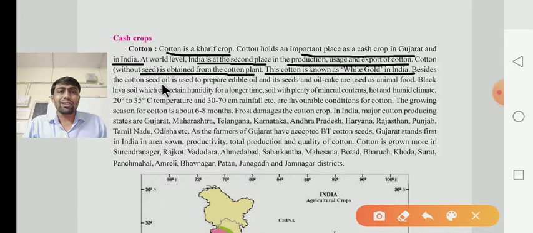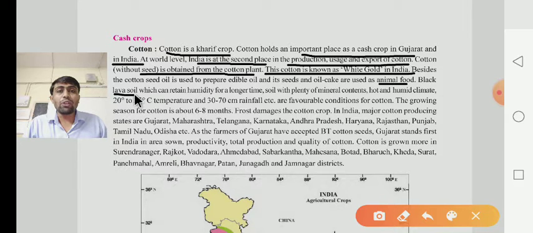Besides, the cotton seed oil is used to prepare edible oil. What do they have to say, dear children? We can say that besides, the cotton seed oil is used to prepare edible oil. The seeds as well as their oil cake are used as animal food. Oil cake means khol.